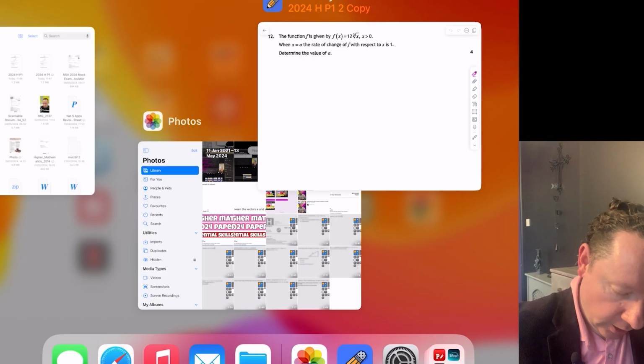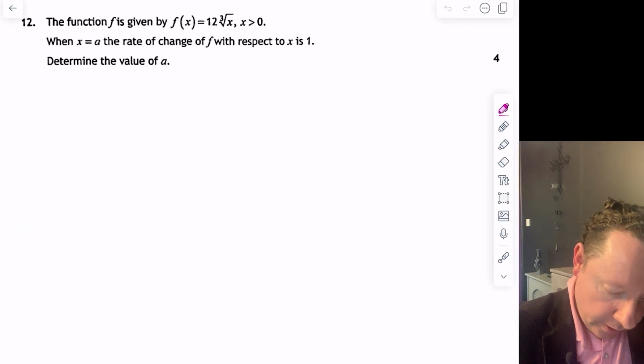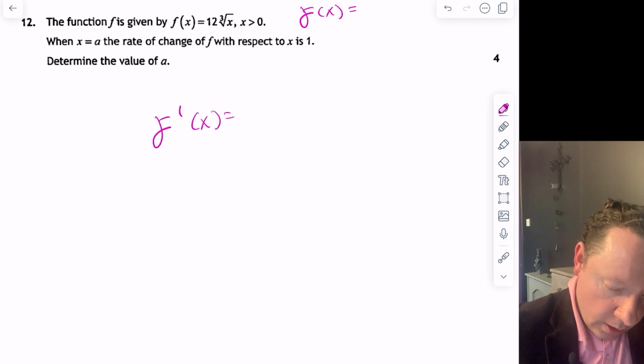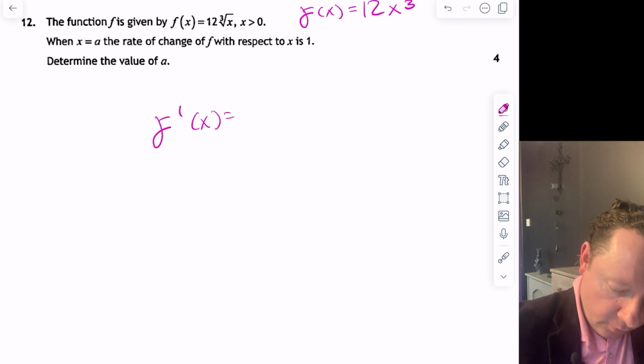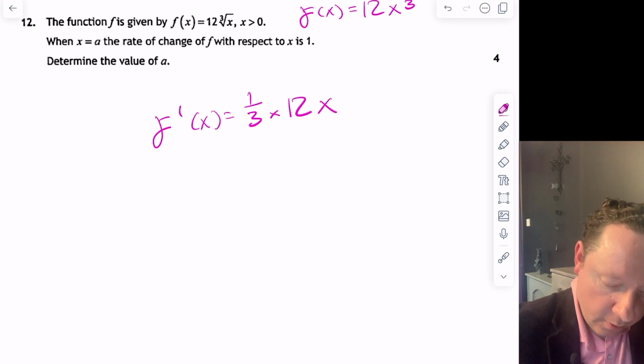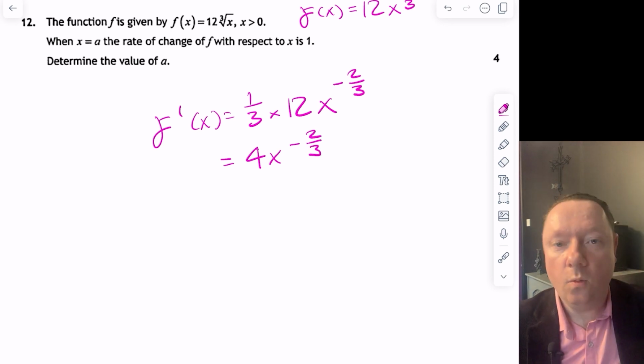So let's differentiate it to find the rate of change. I'm going to need f of x in a differentiable form. So I'm going to say 12x to the power of a third, since cube root is a third. So that means I've got a third times 12x, take away 1 from the power, to the power minus 2 thirds. A third of 12 is 4. So I get 4x to the minus 2 thirds when we differentiate.